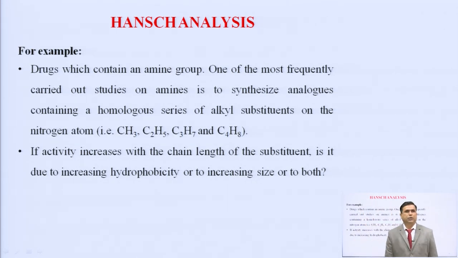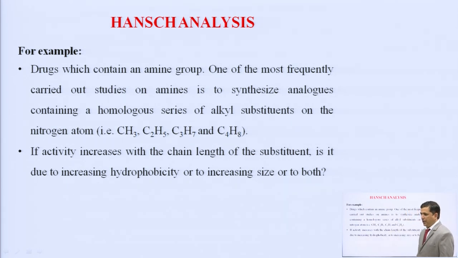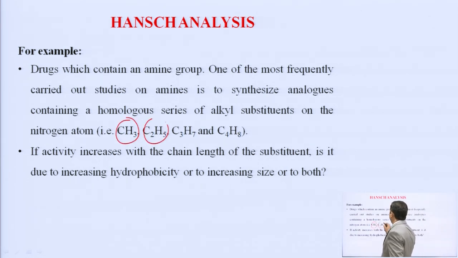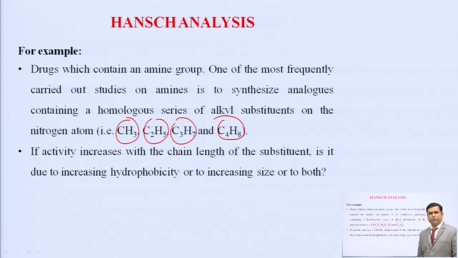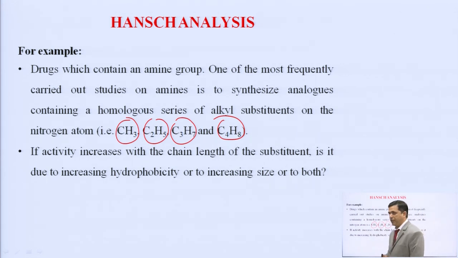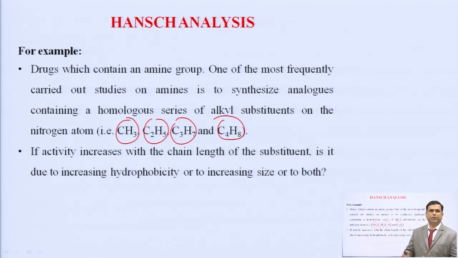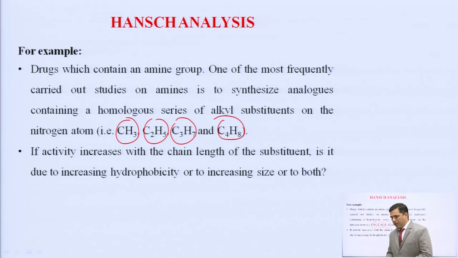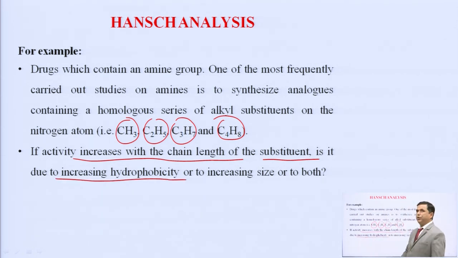For example, for a drug which contains an amine group, one of the most frequently carried out studies on amines is to synthesize analogs containing a homologous series of alkyl substituents on the nitrogen atom. Like methyl, C2H5, C3H7, C4H8, these are very simple studies. If the activity increases with the chain length of the substituents like methyl, ethyl, propyl, butyl, it is due to increasing hydrophobicity, or to increasing size, or both.